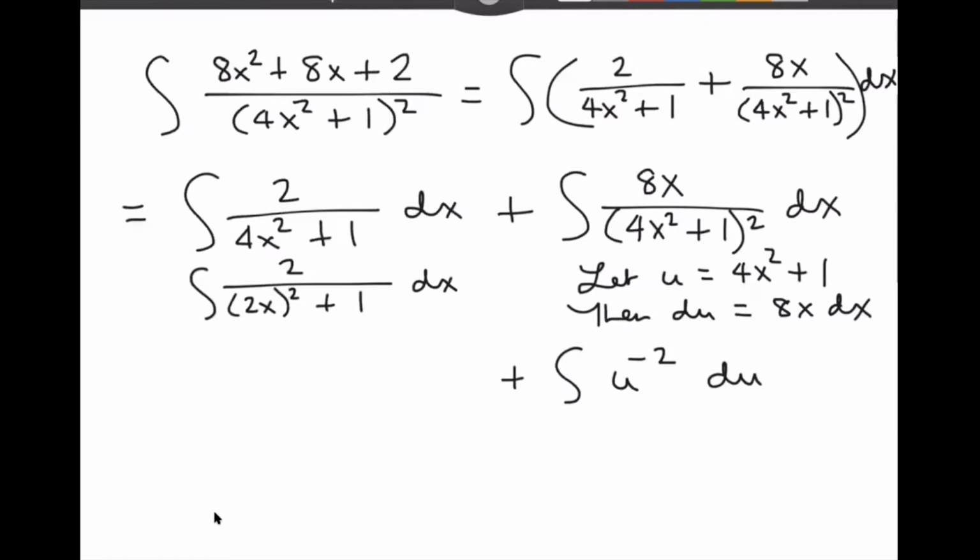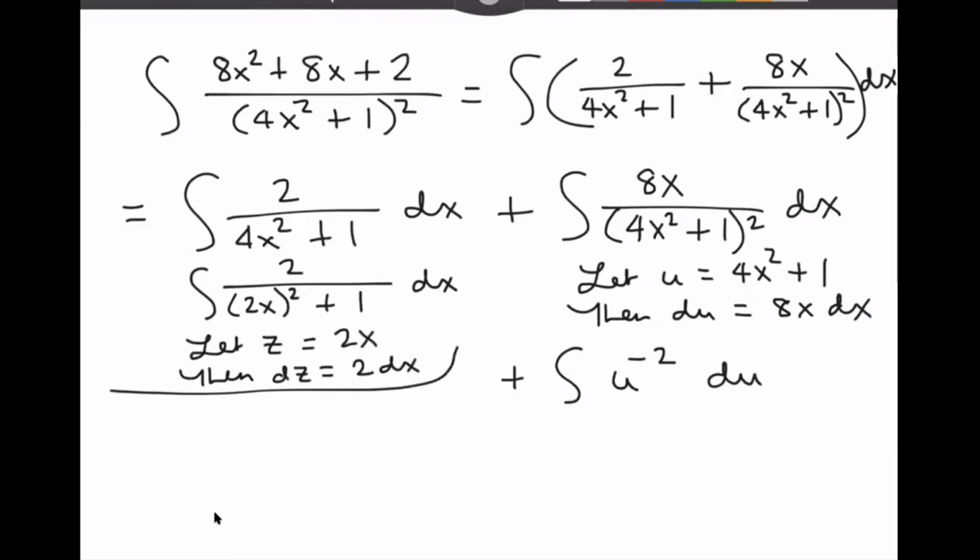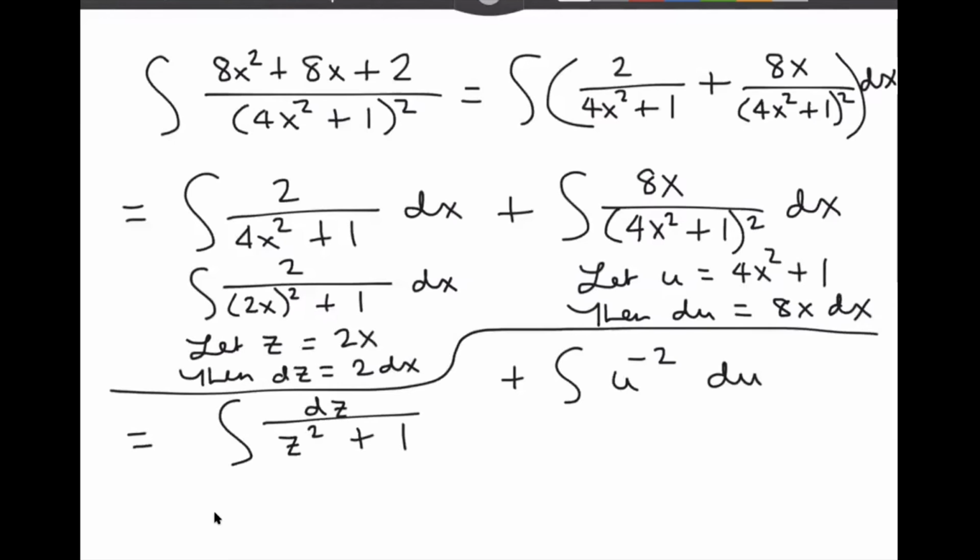And now, just to be careful, I'm going to set this up as a substitution. Let's let z equal 2x. It's technically a baby u substitution, and that's going to make dz equal 2 dx, which is going to turn this integral into, I'm being a little sloppy with my notation here, integral dz over z squared plus 1. Perfect. Okay, and then the plus over here.